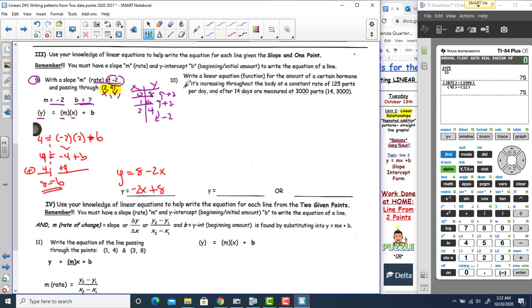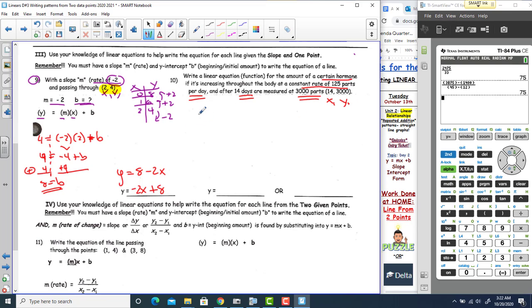For number 10, write a linear equation for the amount of a certain hormone if it is increasing throughout the body at a constant rate of 125 parts per day, and after 14 days is measured at 3,000 parts. 14, 3,000, x comma y. Coordinate pairs are measured out on the graph. The x variable, the unit of time, comes first always, and the y variable we're measuring is the second component of that ordered pair.